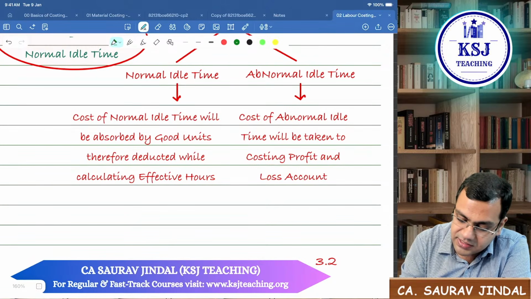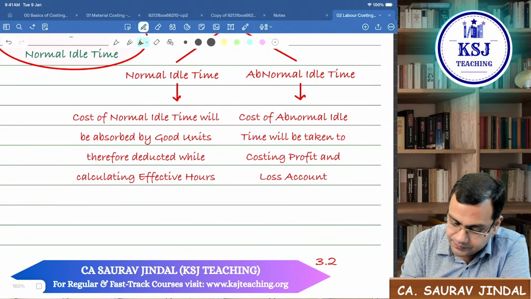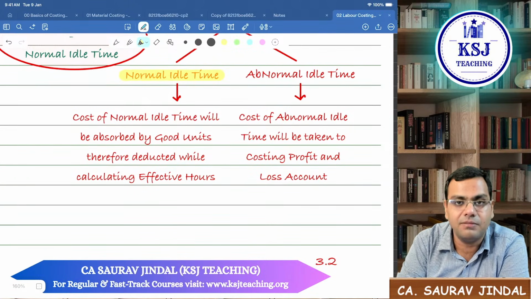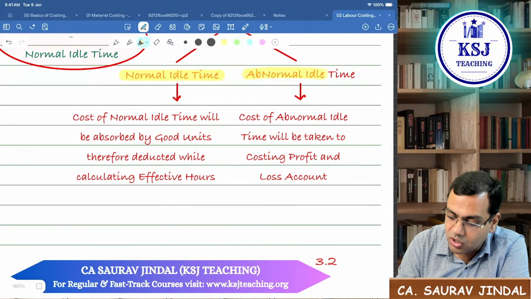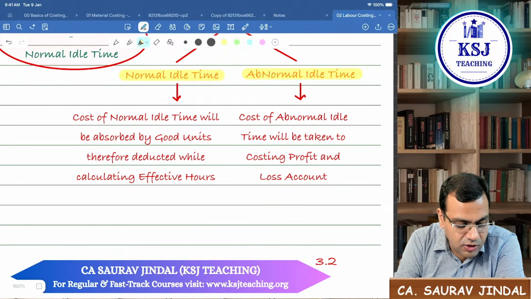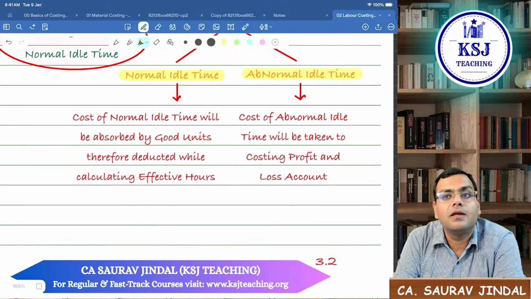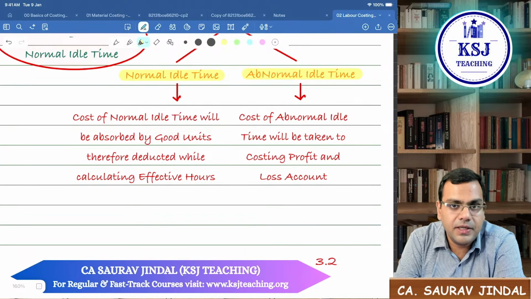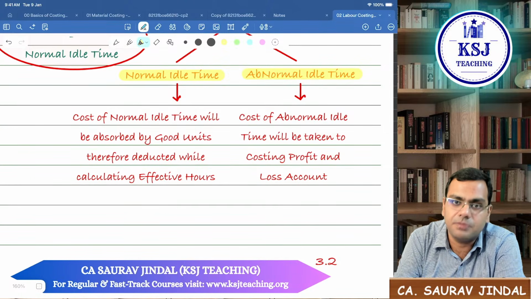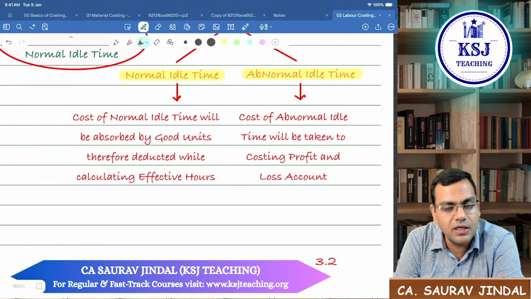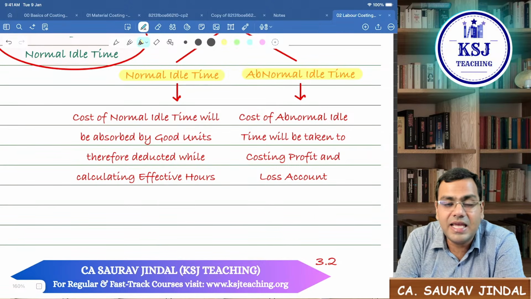One is called normal idle time. Another one is called abnormal idle time. What is normal idle time? Normal idle time is the one which we know will be there, like the time for having lunch, time for having some rest between the jobs, time for having tea and coffee by the worker. So this is an implied time. This we know it will be there. So this is what we call normal idle time.